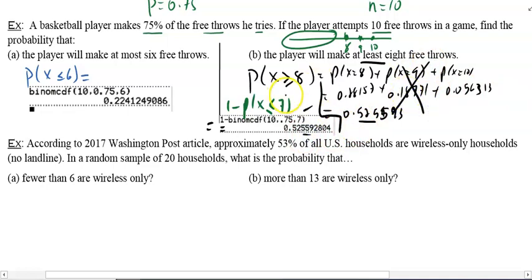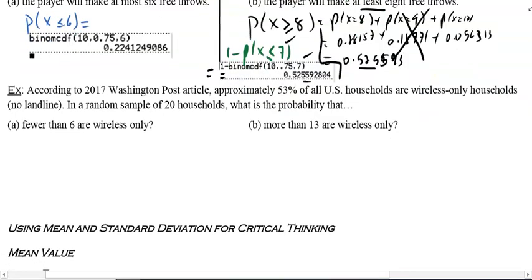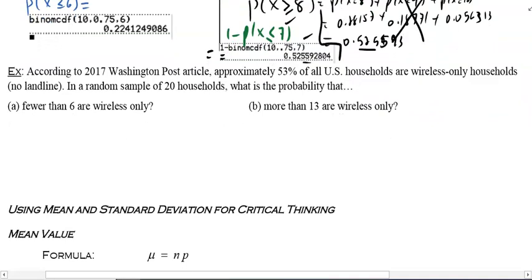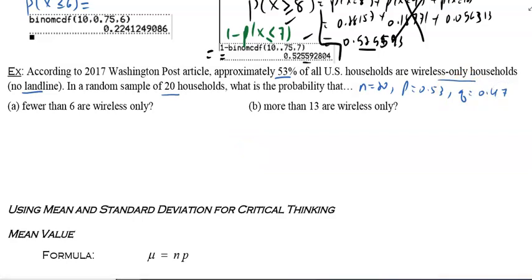So definitely use this. And how about this problem? According to a 2017 Washington Post article, approximately 53% of all U.S. households are wireless-only households, meaning they don't have any landline. In a random sample of 20, n equals 20, p equals 0.53. I don't need q yet. q is 1 minus that, 0.47. I don't need it in my formula for my calculator. I will need it for something else though.